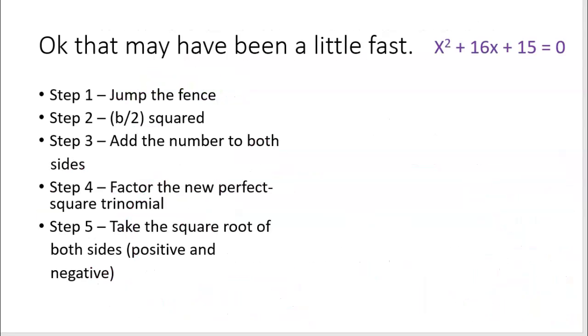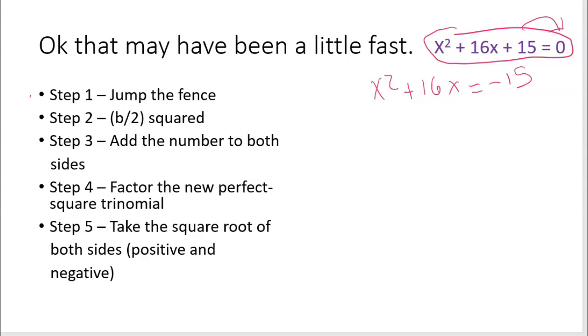Okay, let's try this one. X squared plus 16x plus 15 equals 0. Step 1, jump the fence. So this 15 is going to go over. We've got x squared plus 16x equals negative 15. Okay. Step 2, we're going to find that number that makes our beautiful little perfect square trinomial, right?